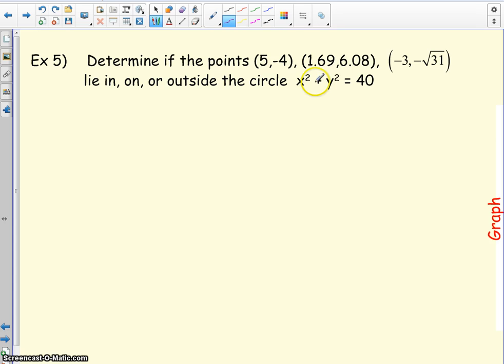I'm giving you a circle, x squared plus y squared equals 40, and it wants you to tell me if the three points given lie in the circle, on the circle, or outside the circle. So take a minute, either on your own or with a partner, think about how you could figure this out, and then push play and you're ready to go through it together.